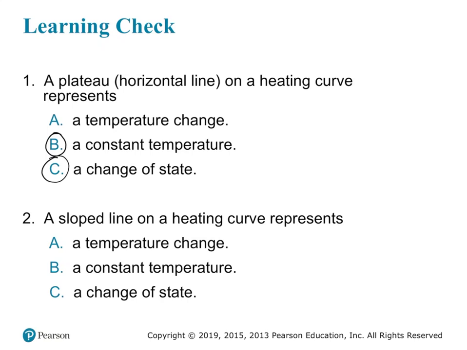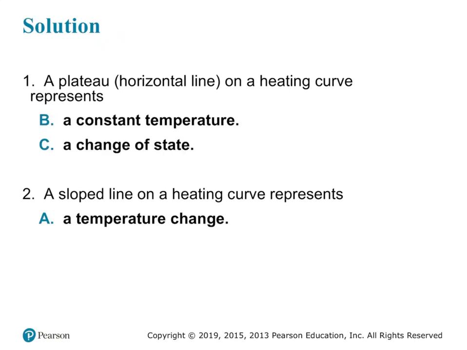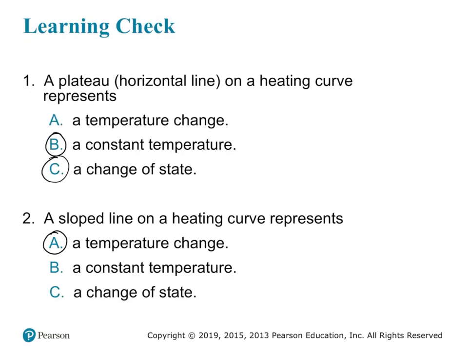And what about 2? A sloped line on a heating curve represents a temperature change, a constant temperature, or a change of state. So we said that a sloped line represents a temperature change. All right, so I also wanted to go back to our heating curve. So I'm going to go back a couple slides here.